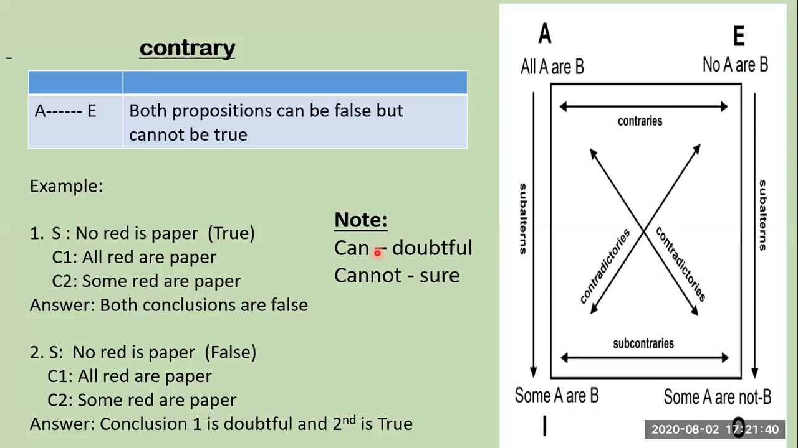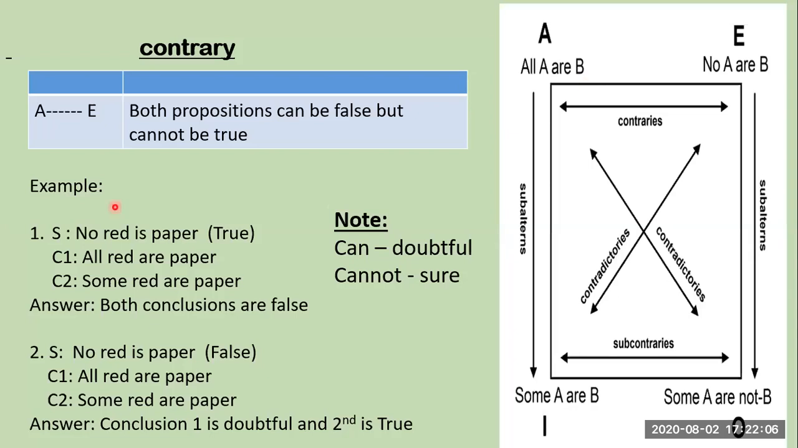So we'll move to the first one. Hope you have understood the meaning. Contrary means statements which start from all and no. So the top is called contrary, that is A and E statements, and the condition is both statements can be false but both cannot be true. So just remember here, both can be false but both cannot be true.